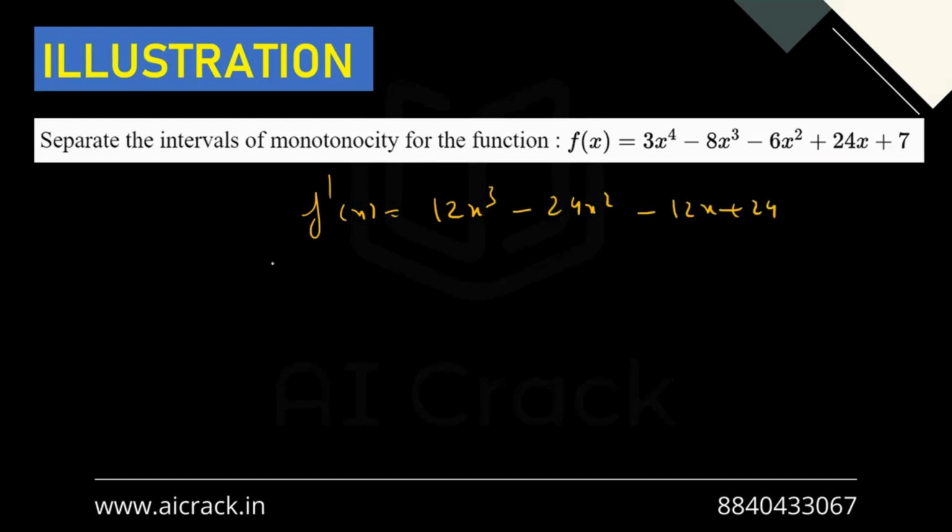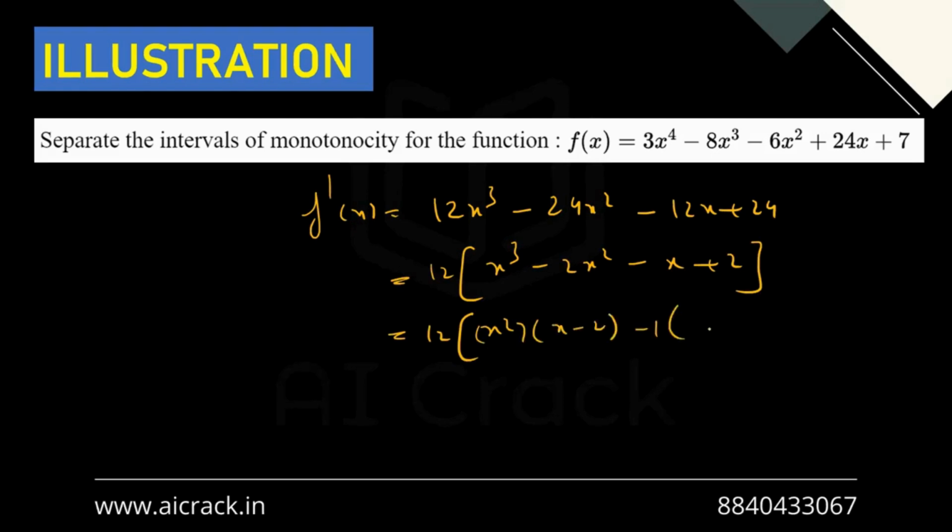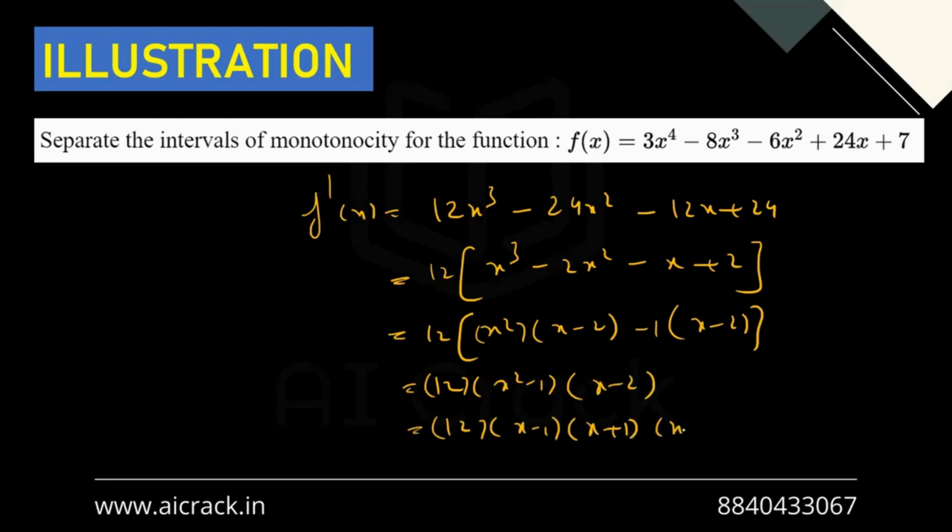Okay. Now we have to find out the signs of f dash x based on which we can separate the intervals, right? So we can take 12 as common over here. This would be x cube minus 2x square minus x plus 2. Okay. Now, if we take x square common over here, we'll be getting x minus 2. If we take minus 1 common over here, we'll be getting x minus 2, right? Now this becomes 12 times (x square minus 1) multiplied by (x minus 2), right? Now this is 12 times (x minus 1)(x plus 1)(x minus 2).